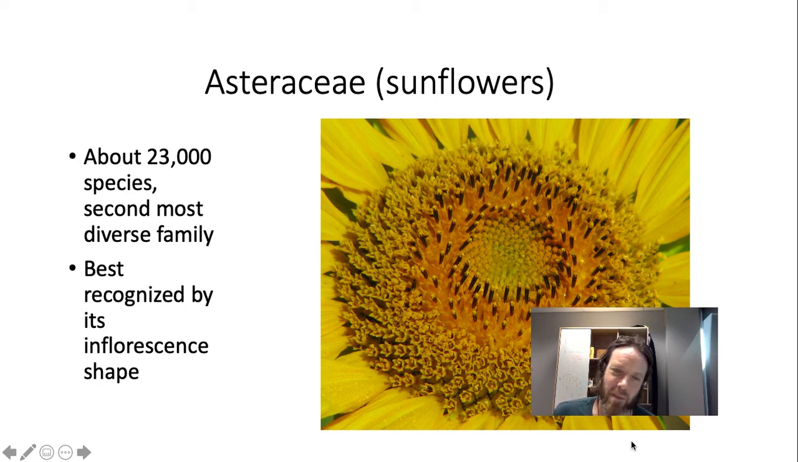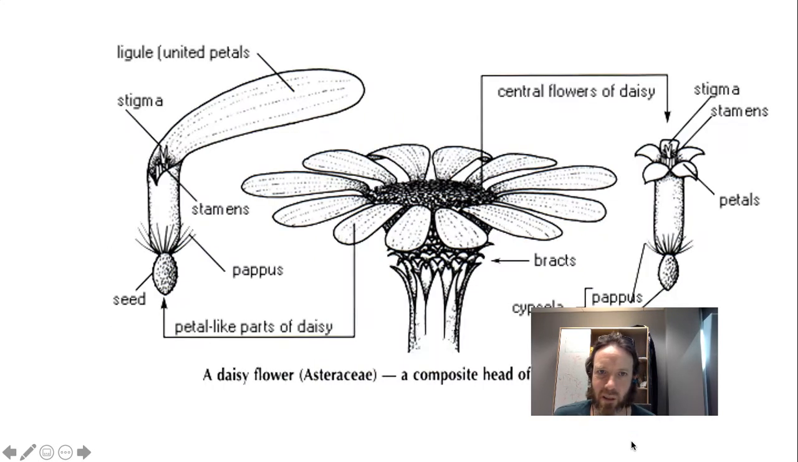So it's best recognized by its inflorescence shape. So that typical head of flowers, which we covered a bit last week. So technically speaking, hopefully everyone got this from the lab last week, but I'll just review it here. So in the standard format Asteraceae flower, there are two types of flowers in that inflorescence. The ray florets, which are here, which have all of the petals modified into this one thing, sometimes called a ligule, which is the united petals, all forming that one kind of petal-like part of the display for the daisy.